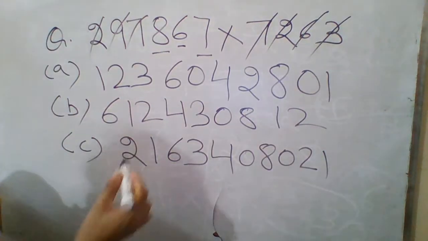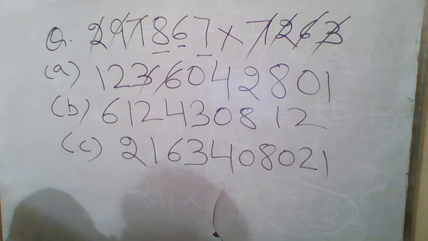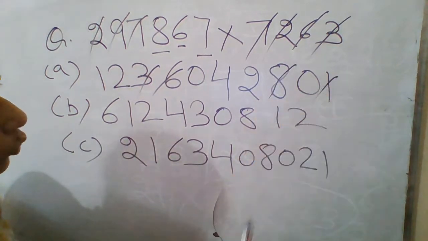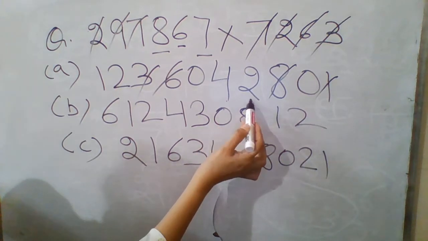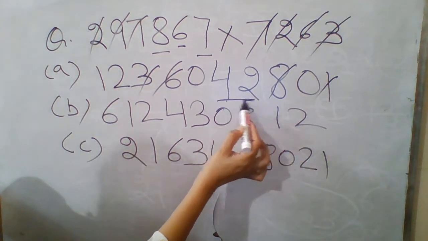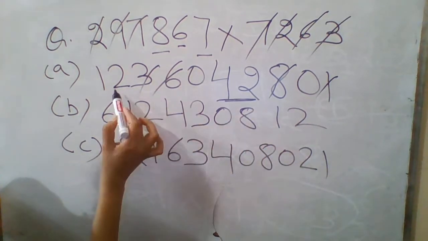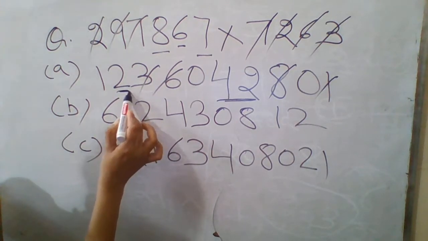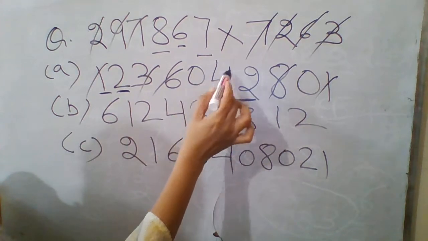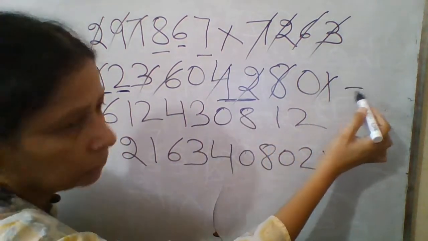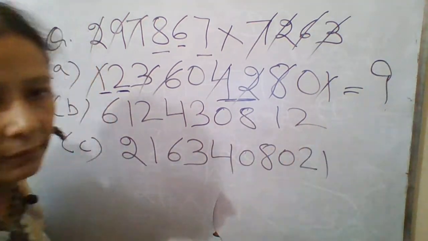See, first, this is 6 plus 3 is 9. 8 plus 1 is 9. Now you see, 4 plus 2 is 6. 4 plus 2 is 6. 6 plus 2 is 8. 8 plus 1 is 9. So you see, what is this? This is 9. So you got the DR here 9.